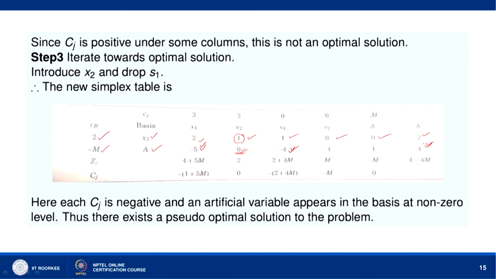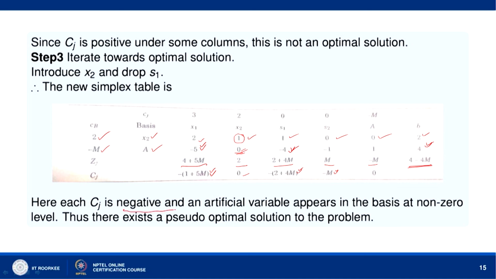So, we get 4, and then we again calculate Zj. Zj is 4 plus 5m, this is 2 here, this is 2 plus 4m, this is m, this is minus m, and here we get 2 into 2 is 4, minus m into 4 is 4 minus 4m. So, we get 4 minus 4m. Now, this is Cj minus Zj, we find Cj minus Zj, this is minus 1 plus 5m, this is 0, this is minus 2 plus 4m, this is minus m. So, Cj minus Zj is less than or equal to 0 for all j, okay.